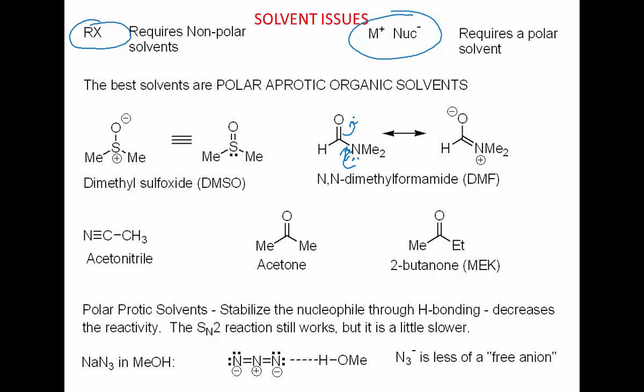What about polar protic solvents like alcohols? Well, the problem here is that they stabilize the nucleophile through hydrogen bonding, as you can see with this structure here with the azide, where it's hydrogen bonding with methanol. This makes the azide less of a free anion and stabilizes it, and thus decreases its reactivity somewhat. The SN2 reaction still usually works in these solvents, but it's not quite as fast as it is in these solvents that are aprotic. Okay.